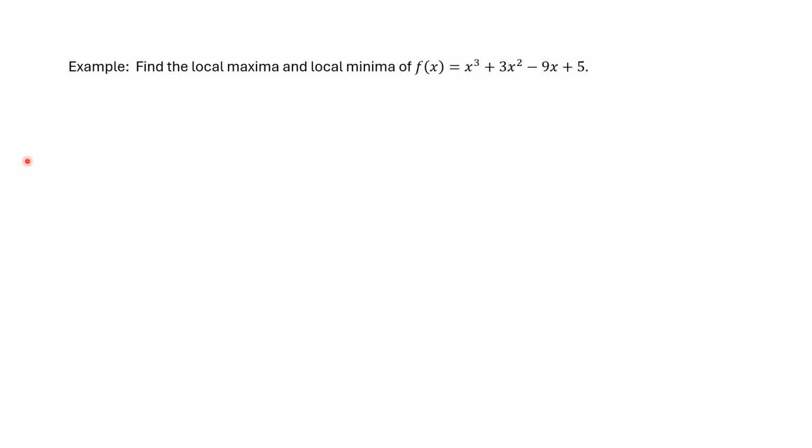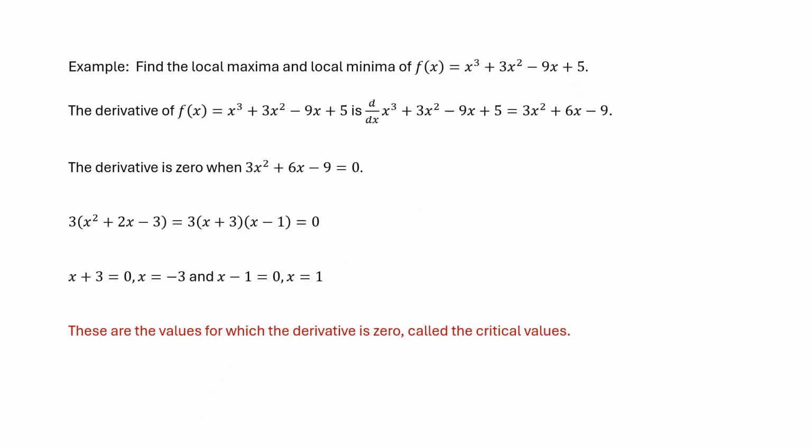So now we'll look at 3 examples. The first one, we'll find the local maxima and minima of f of x equals x cubed plus 3x squared minus 9x plus 5. First thing we want to do is take the derivative. So the derivative of our function is 3x squared plus 6x minus 9. The derivative of a constant is 0.